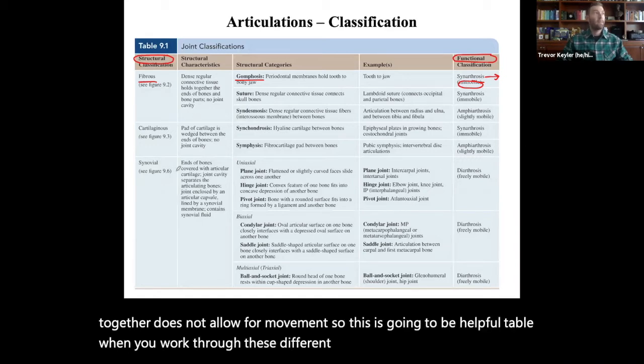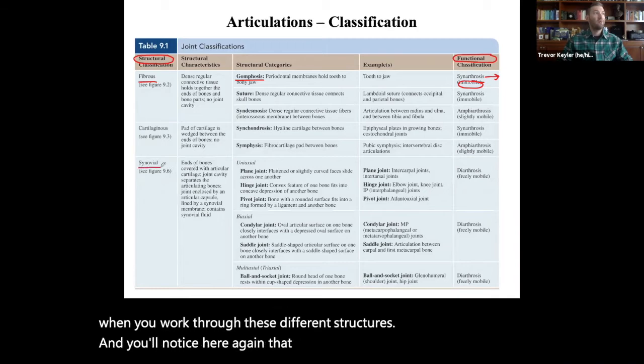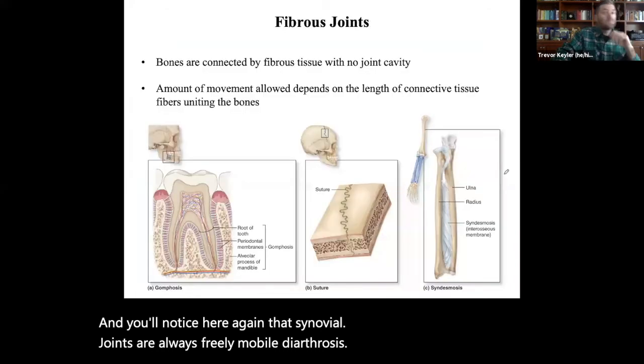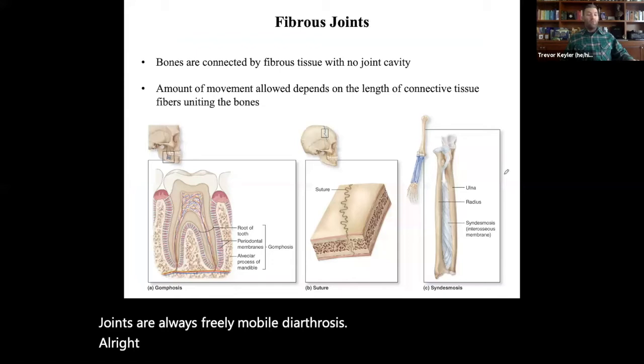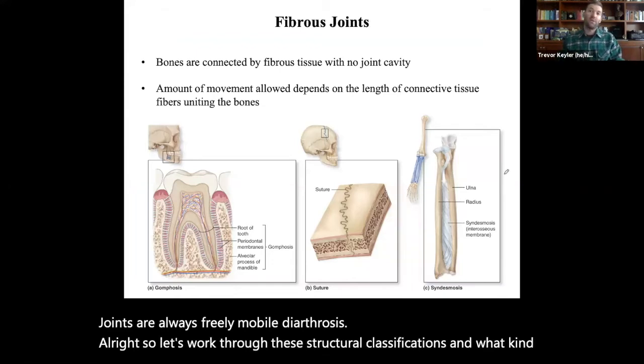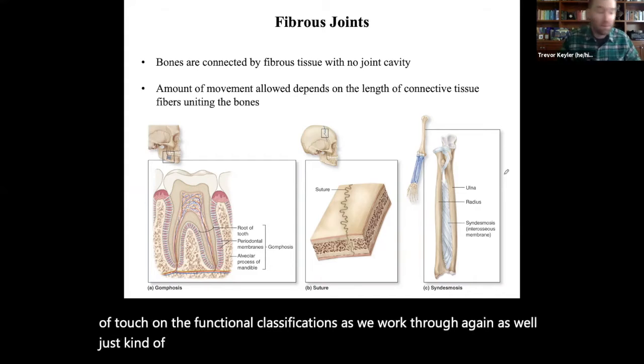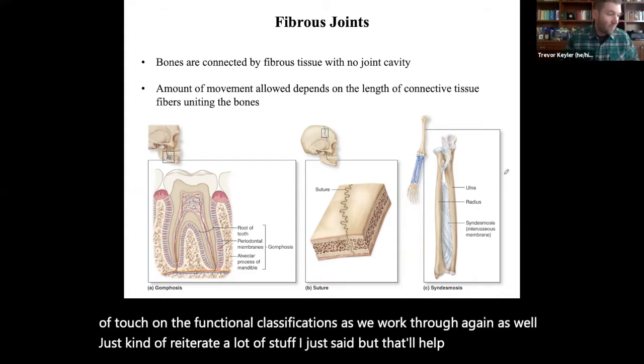Okay. You'll notice here, again, that synovial joints are always freely mobile, diarthroses. All right, so let's work through these structural classifications, and we'll kind of touch on the functional classifications as we work through them again as well. Just kind of reiterate a lot of stuff I just said, but that'll help with you learning it.